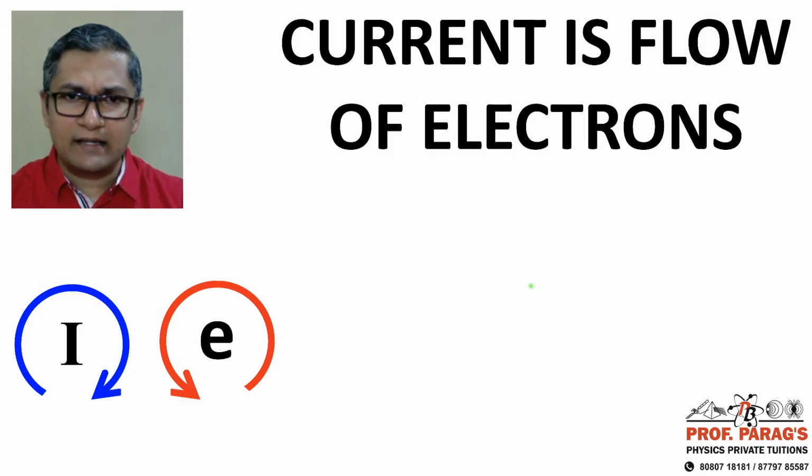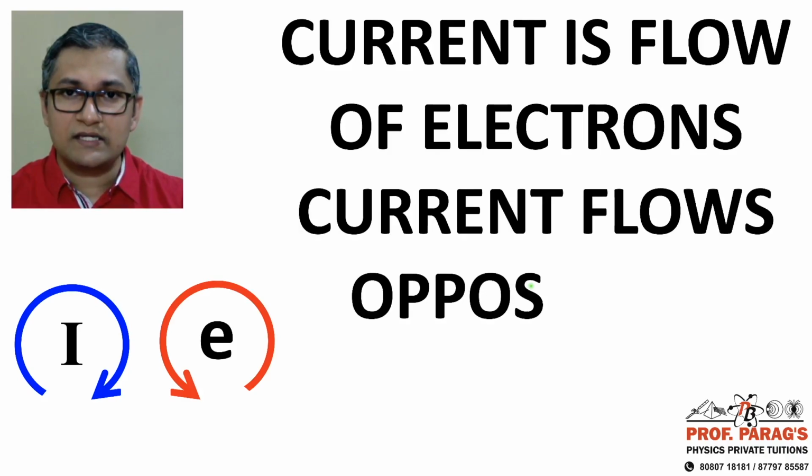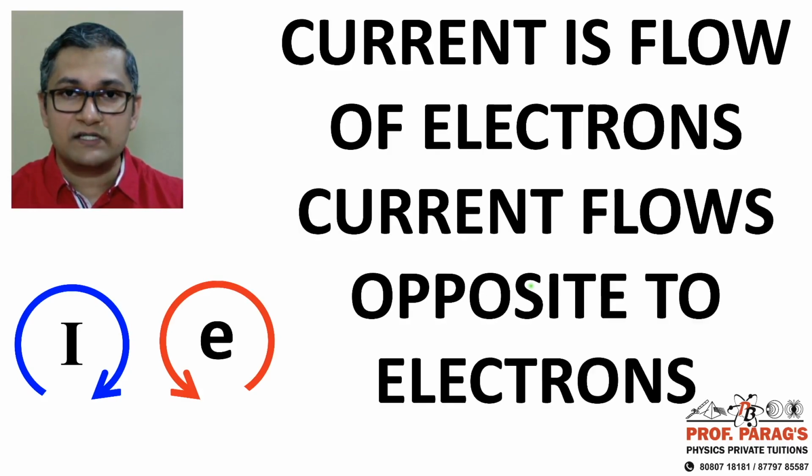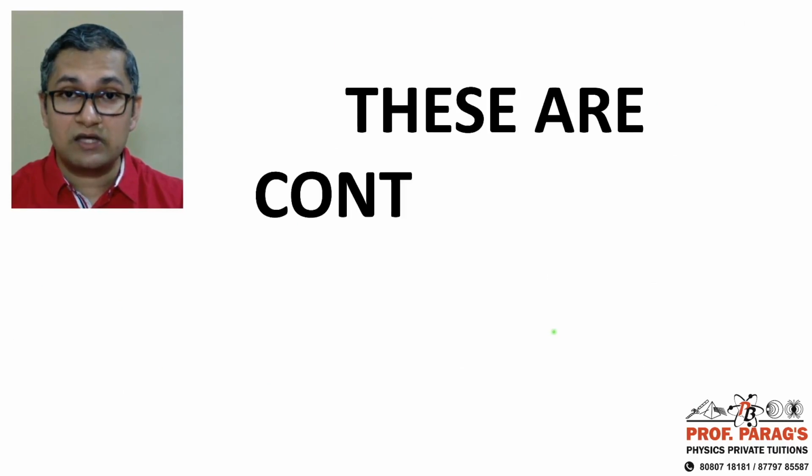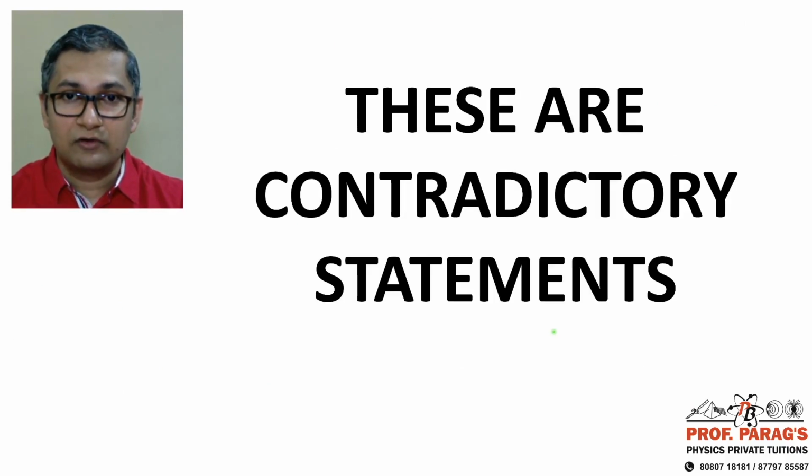And what exactly is the direction for current? We say that conventional current flows opposite to that of the electrons. If you still didn't get the point, I'm highlighting the terms here in blue: current is electron, but current flows opposite to electron. If you just repeat the statement, you will see there is a problem here. Current is electrons, but current flows opposite to electrons. So can I say these are basically contradictory statements? If current is electron, then how can it flow opposite to electron?